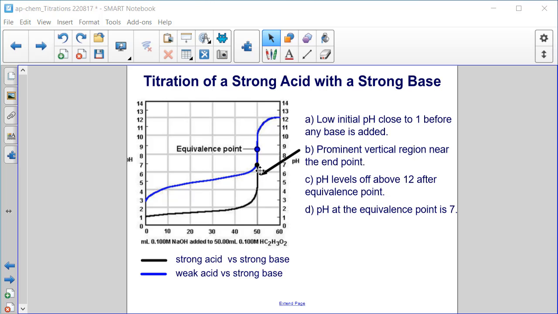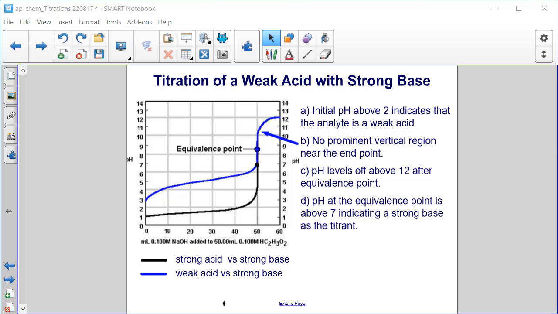Near the end point, we get this very pronounced, very prominent vertical region that then levels off just above 12 after the equivalence point. Remember, at that point, the pH is all determined by the remaining strong base. And the equivalence point when a strong acid is titrated with a strong base is always 7.